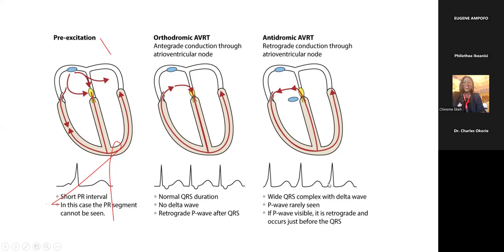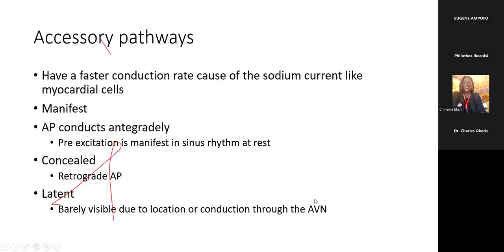P wave is rarely seen. Then if P wave is visible, it is retrograde and occurs just before the QRS complex. Then the accessory pathways have a faster conduction rate because of the sodium current-like myocardial cells that are in the accessory pathways. Okay. Then the next slide.